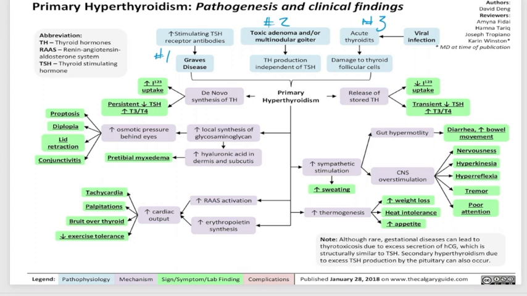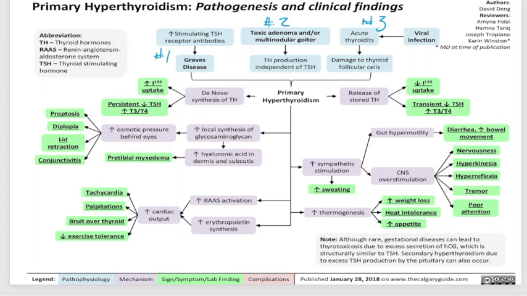All of that is related to increased metabolic drive, increased sympathetic stimulation, thermogenesis, cardiac output. And then here are your ptosis and diplopia. We also have lid retraction, and that basically means that the lids are pulled back. And you can see a conjunctivitis as well.